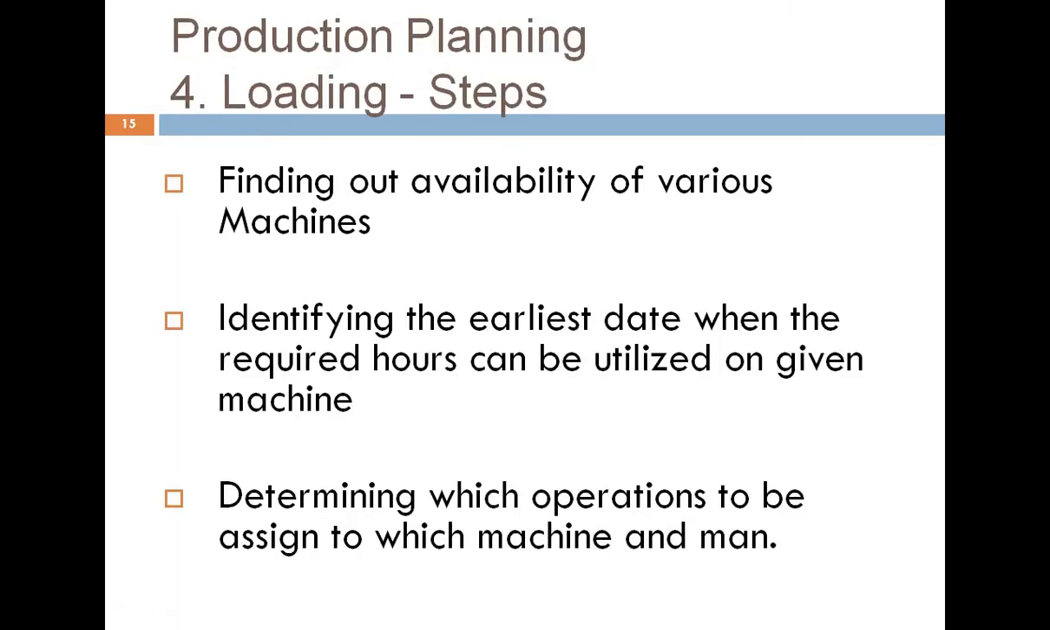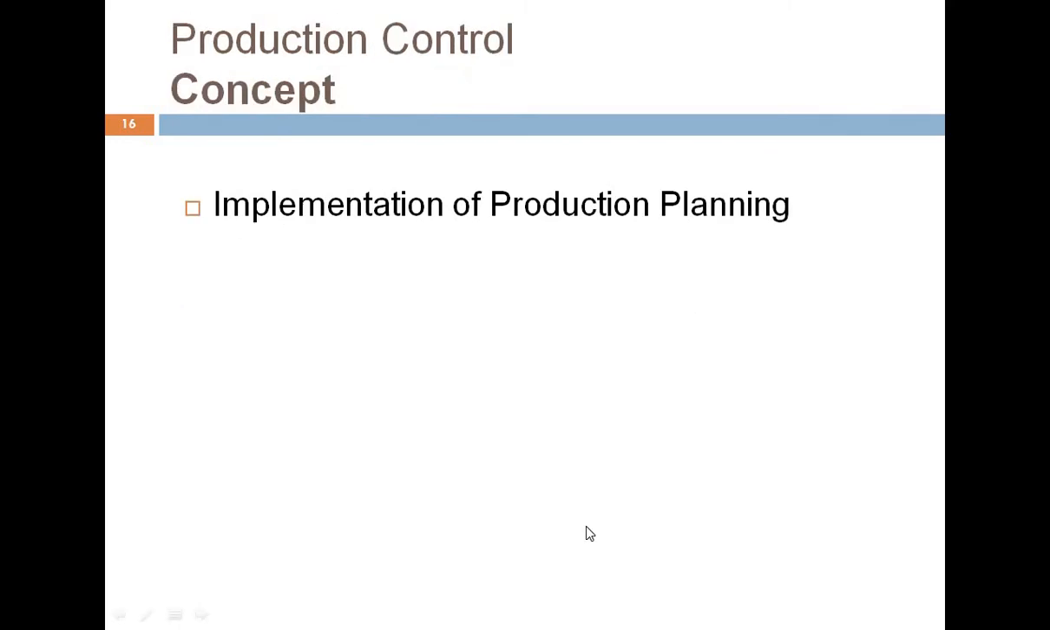Now by this we are completing production planning as a whole. Production control is just the implementation and execution of the production planning. Whatever we have decided in the four previously discussed steps, estimating, routing, scheduling, and then loading, we are just going to implement and execute it, right?